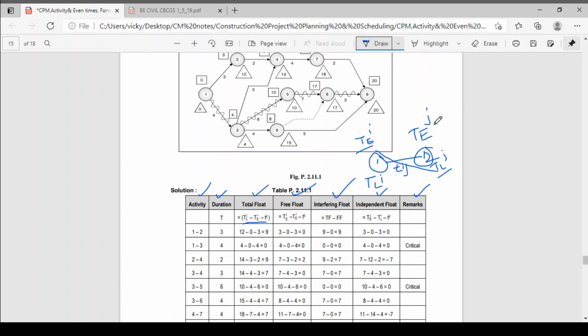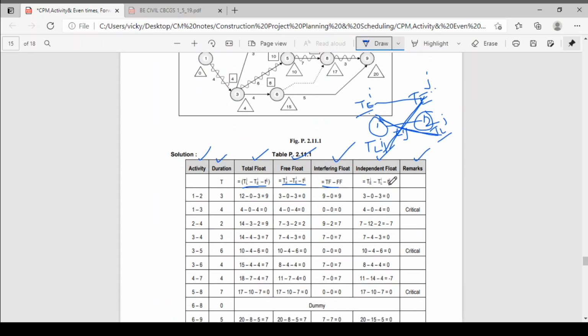Next, free float: TEJ minus TEI minus TIJ. This is the free float formula. Then interfering float means total float minus free float, TF minus FF. This is a simple formula. And independent float is TEJ minus TLI minus TIJ. This is total, this is free, total minus free is interfering, and independent is this. You just have to remember these crossings to remember the formulas.